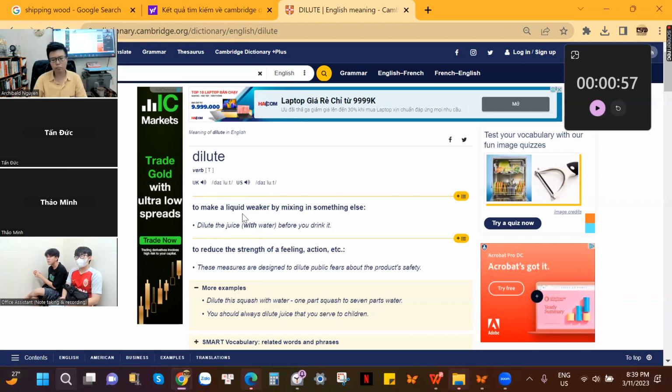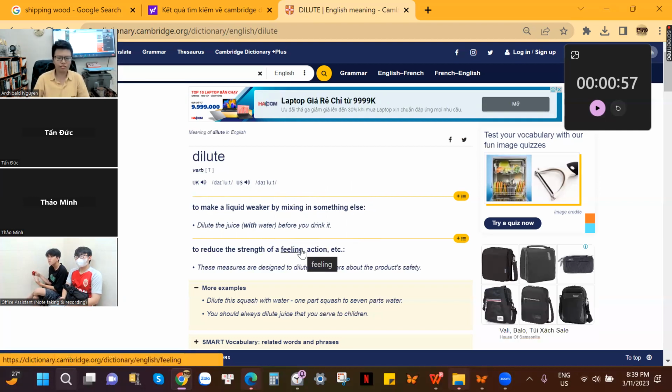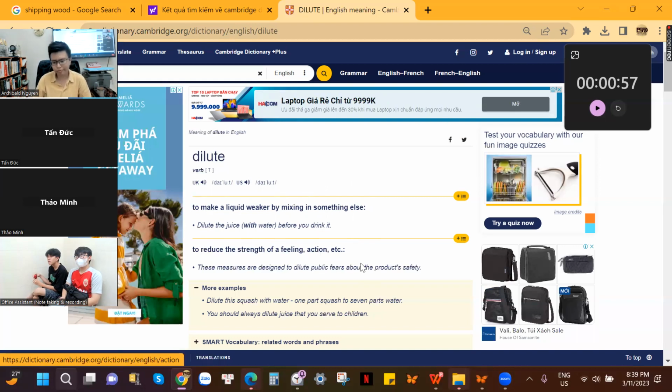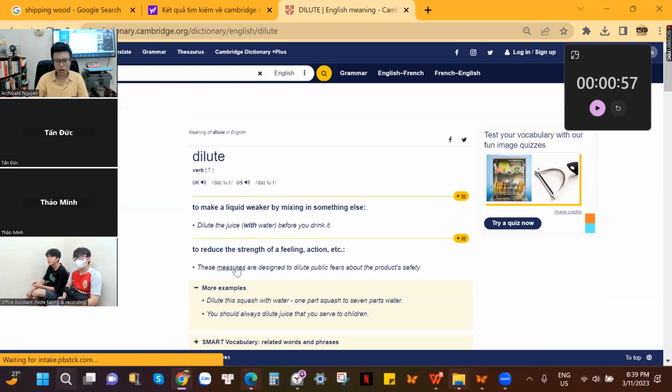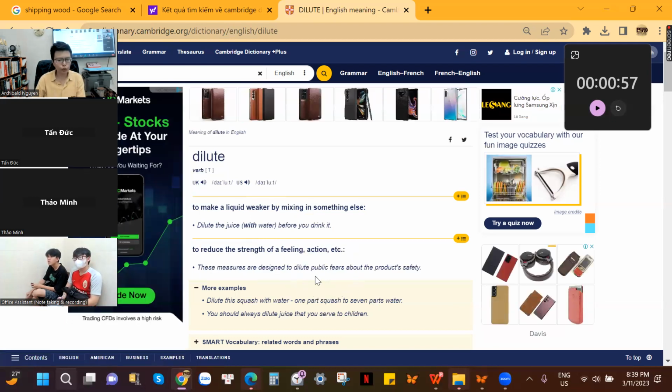So dilute means make a liquid weaker by mixing in something else. Okay, I have a perfect example for dilute. If you want to use the word dilute, just use it like this sentence: you dilute something with something. That is dilute. Dilute also means reduce. So you dilute something means you reduce something.